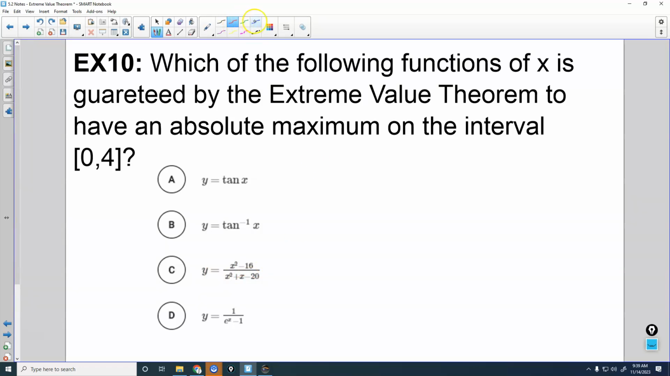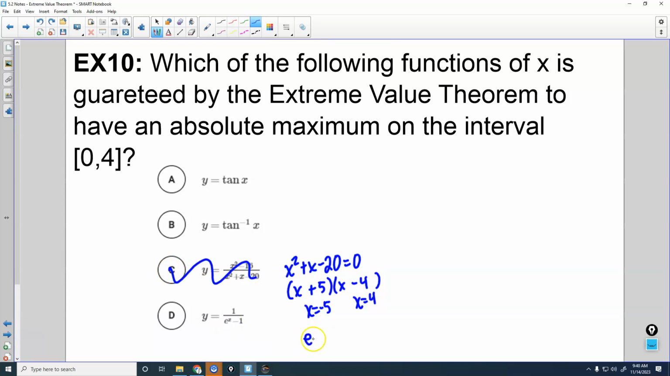So if we look at this, x squared plus x minus 20 cannot equal 0, so that would factor as x plus 5 times x minus 4. So we'll get x equals negative 5 and x equals 4. Is that one continuous from 0 to 4 inclusive, including the endpoints? It would not be because of that 4. Negative 5 is not an issue, but that 4 is an issue. So C is a no.